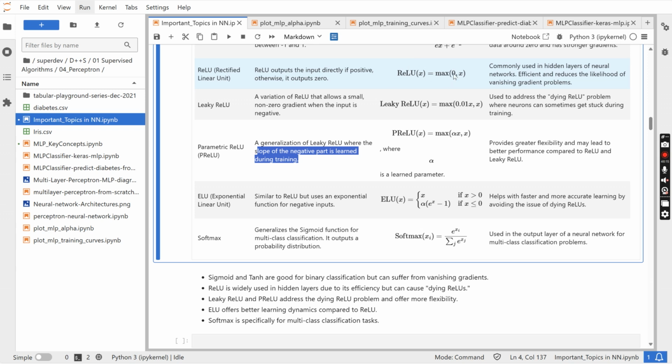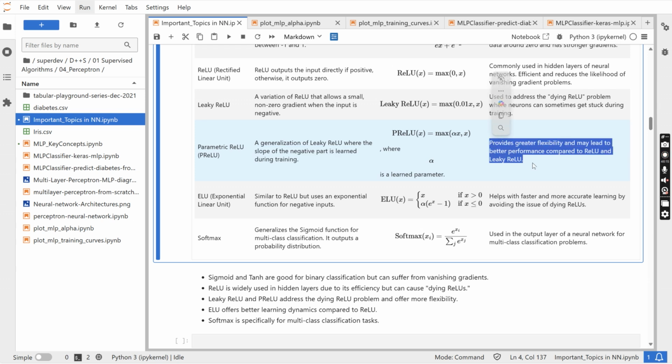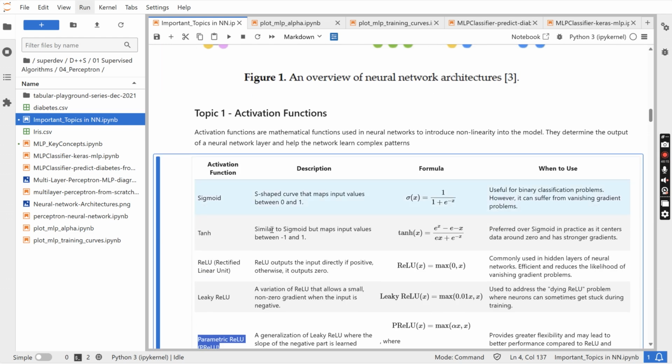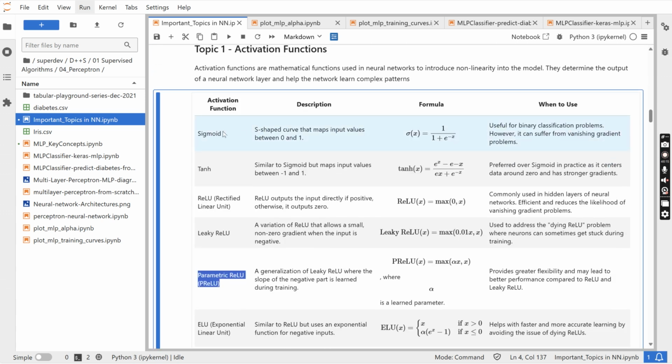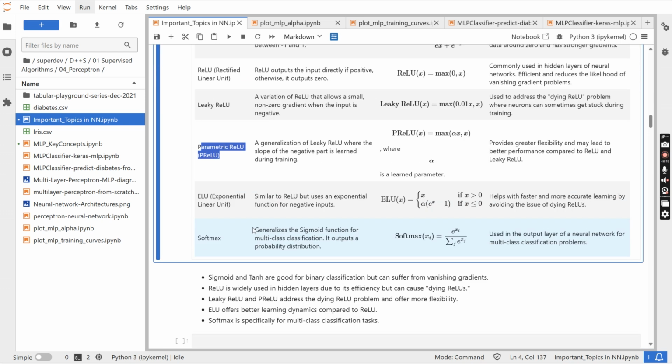ReLU for negative inputs gives 0. Leaky ReLU gives a 100 times smaller value of x, whereas PReLU gives x multiplied by alpha. Alpha is the learned parameter. This PReLU offers better performance compared to ReLU and leaky ReLU, with better flexibility. So PReLU is better than all the above ones. Again, don't equate it with sigmoid, because sigmoid is used for binary classification. These are used for different purposes. I'm comparing ReLU, leaky ReLU and PReLU, and PReLU is the better one.